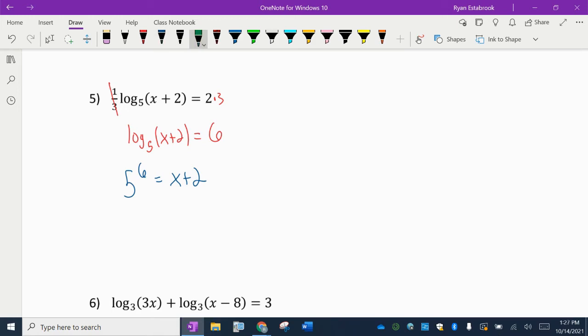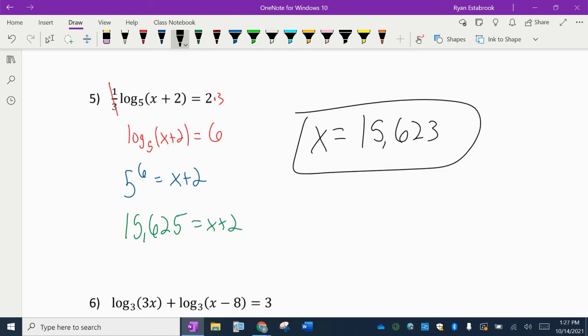Oh boy, 5 to the 6. 5 times 5 times 5, 6 total times. Big number, 15,625 equals x plus 2. Oh, look at this. So close to having x by itself. Yes, it's a huge number, but one more step. Do what to both sides? Subtract 2. So x equals 15,623.